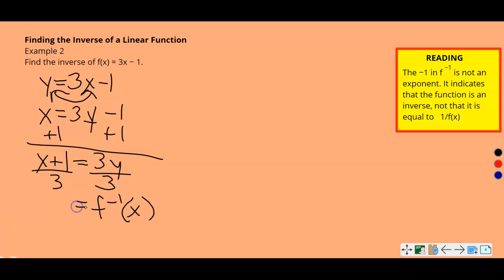So we can write that as f inverse of x. So we've got (x plus 1) over 3. So this would be our inverse using inverse notation. And then again here, reading, the -1 in f inverse is not an exponent. It indicates that the function is an inverse, not that it is equal to 1 over f of x. So again, this is like a symbol that represents inverse. They're just using the -1 as a symbol for inverse.